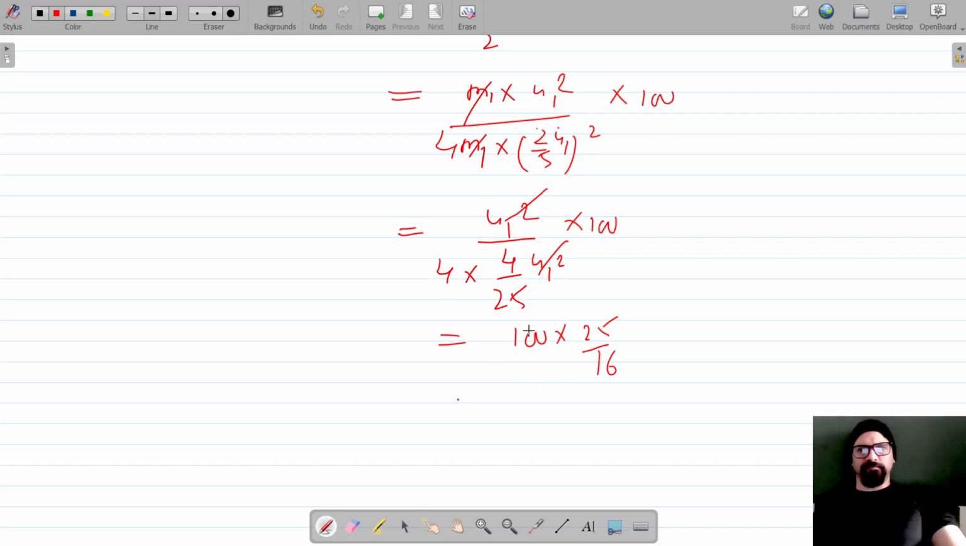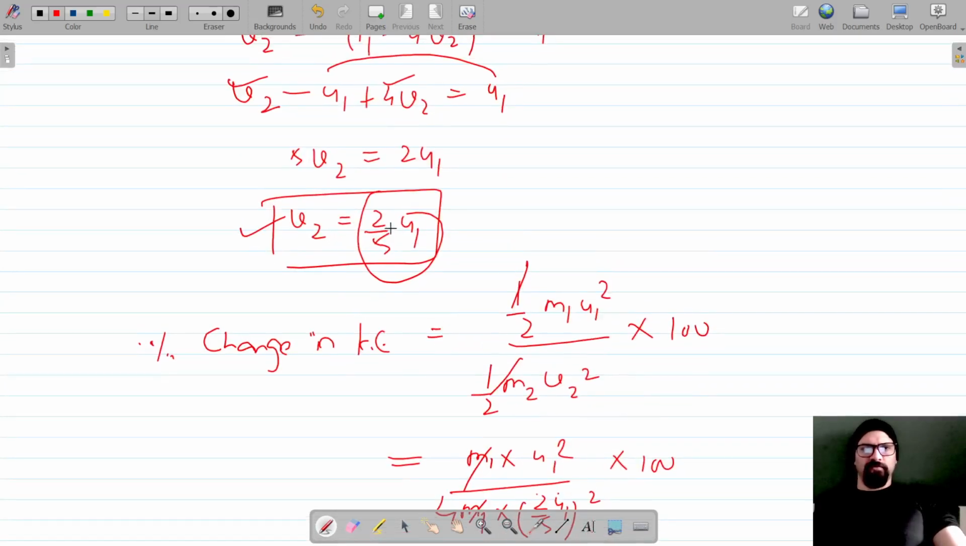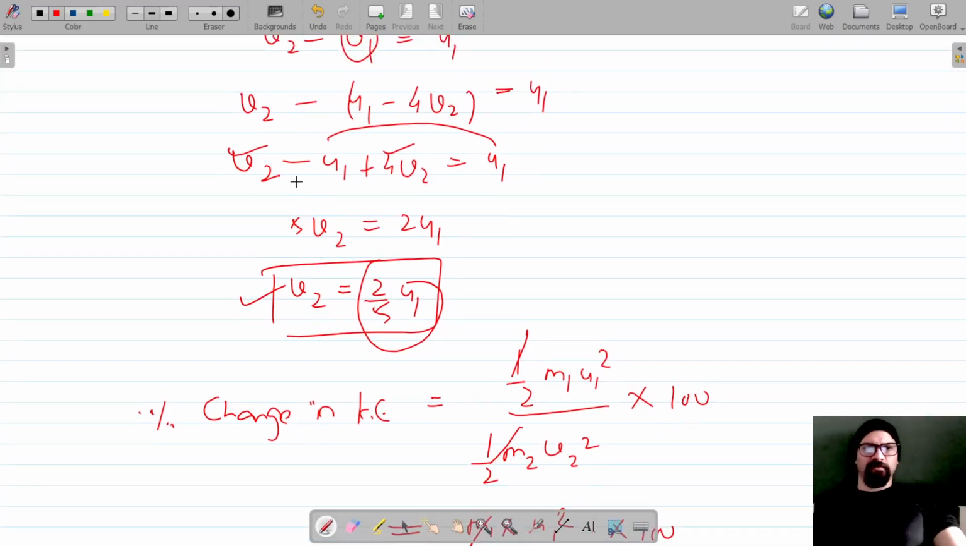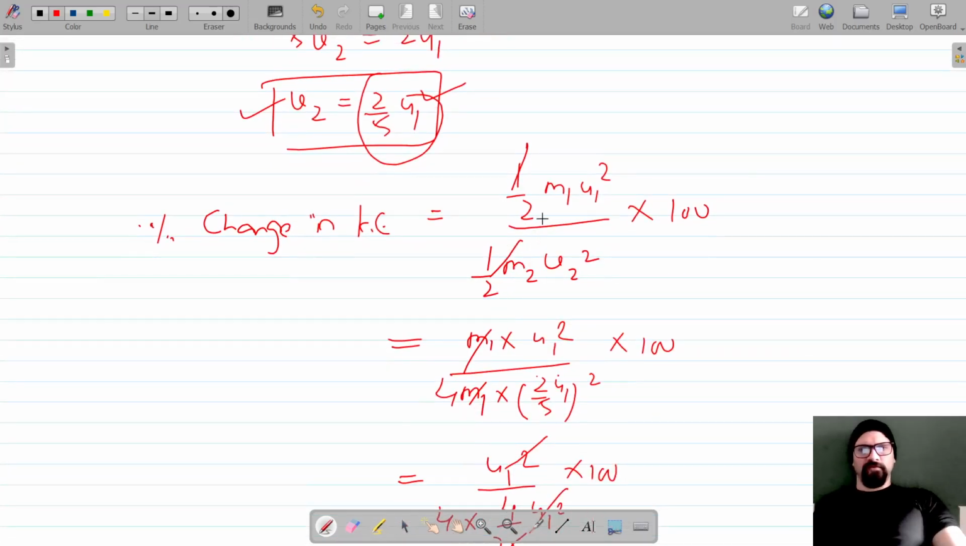So we've got the value of v2, which is 2 by 5. So 5 times v2 is equal to 2 times u1, and v2 is equal to 2 by 5 times u1. So this is the percentage change in the kinetic energy.